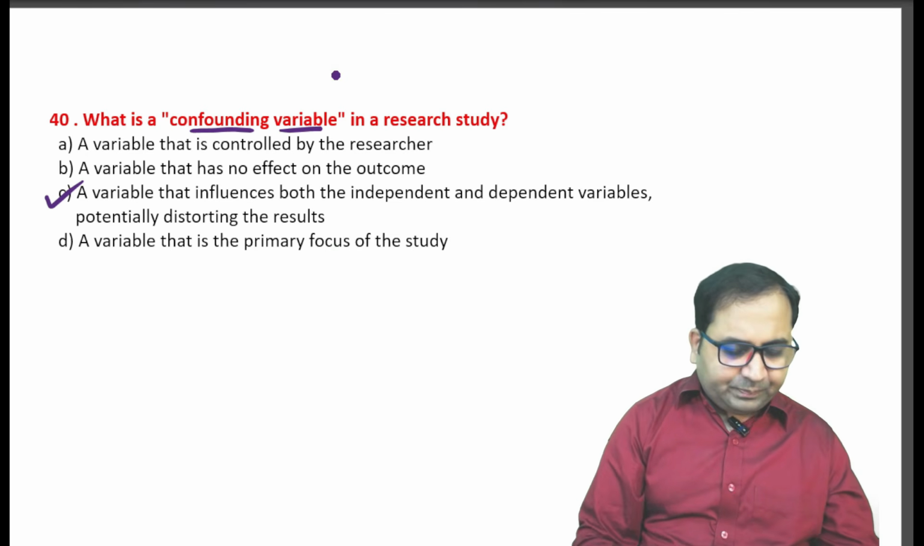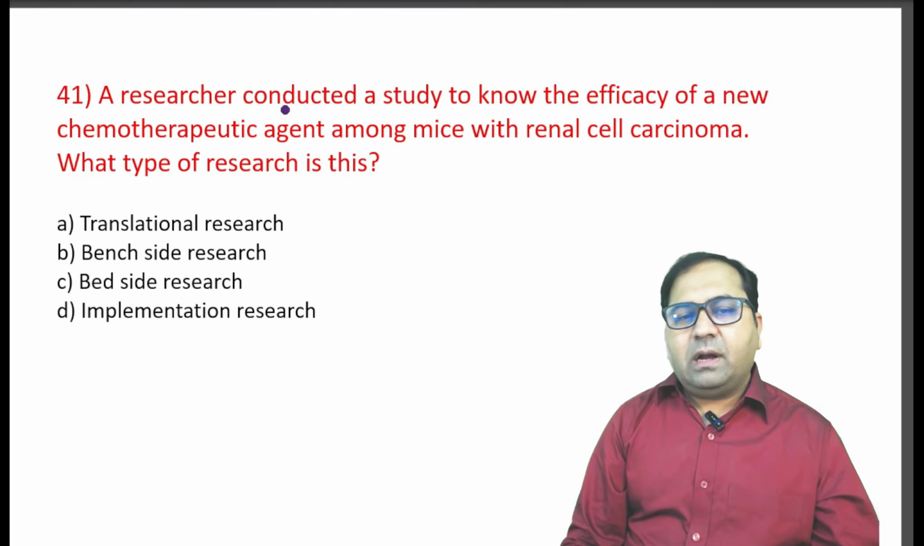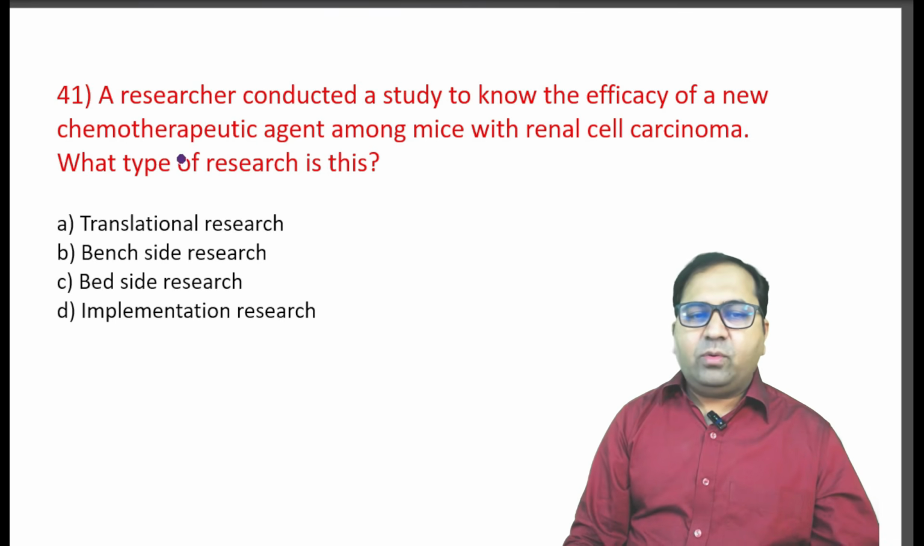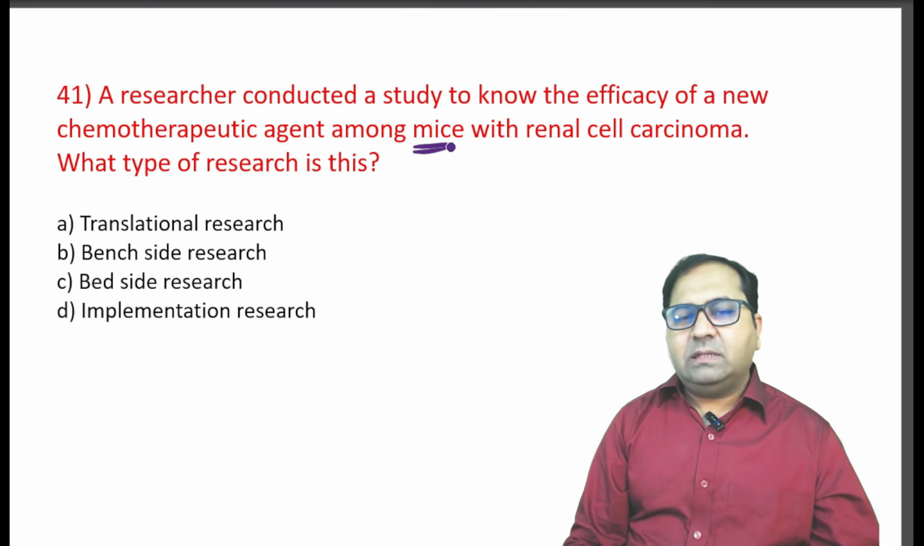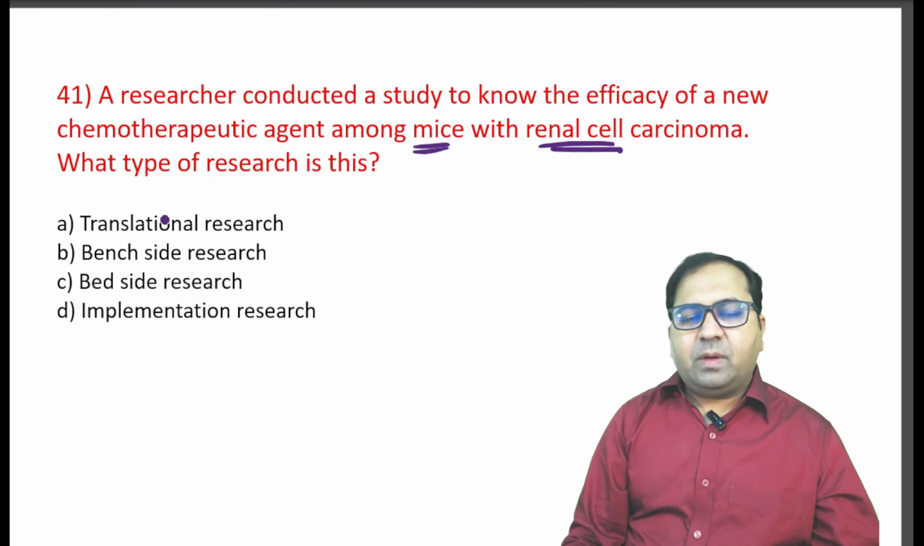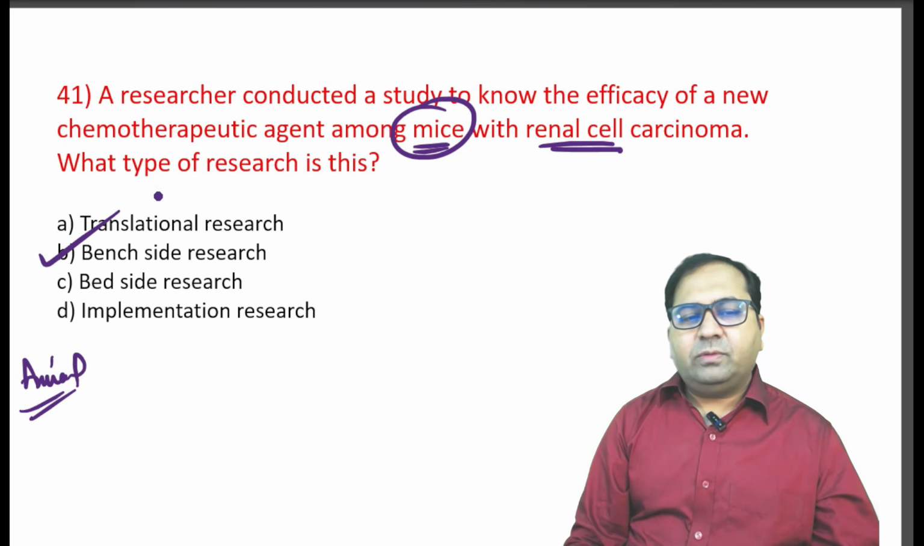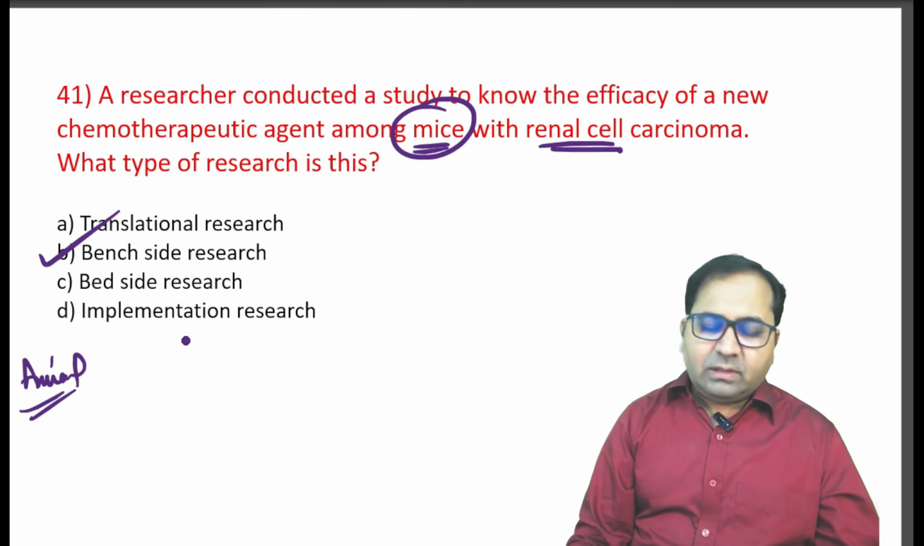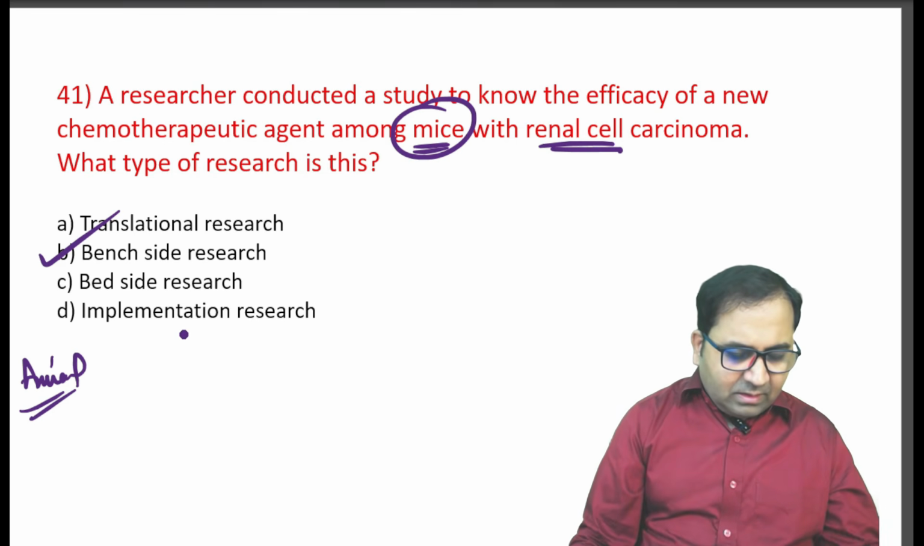Next question. A researcher conducted a study to know the efficacy of a new chemotherapeutic agent among mice with renal cell carcinoma. So what type of research is this? The options are A, translational research; B, bedside research; C, bedside research; or D, implementation research. Mice, animal. Okay, so when I told you, whenever you are using an animal or an organism, you should take bedside research into consideration. This is the answer.